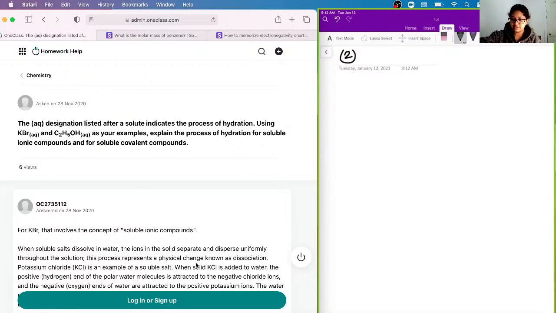Our next question says, the aqueous designation listed after a solute indicates the process of hydration. Using potassium bromide and ethanol as your examples, explain the process of hydration for soluble ionic compounds and for soluble covalent compounds. Let's figure out which one is our soluble ionic compound: potassium bromide, KBr.